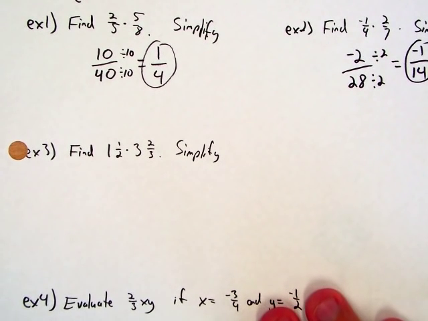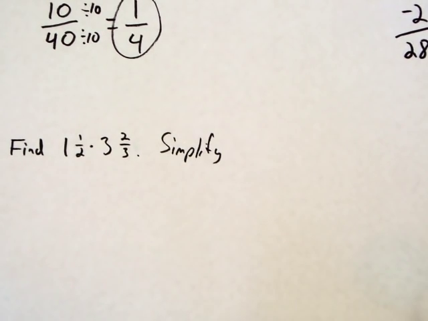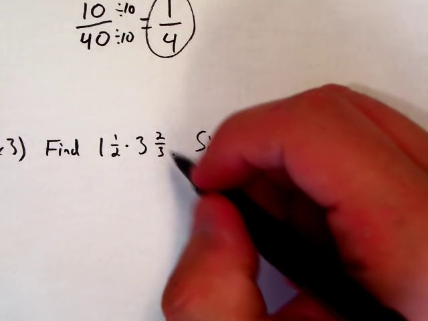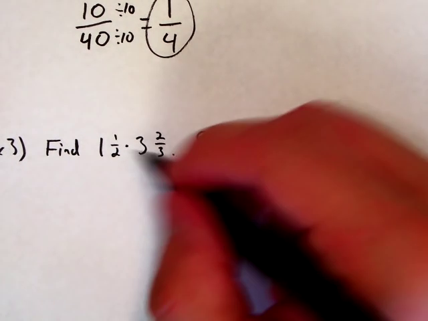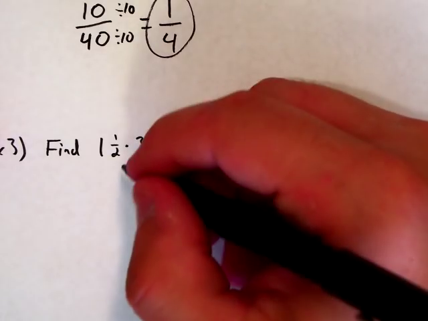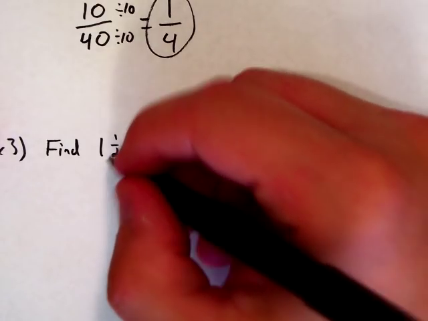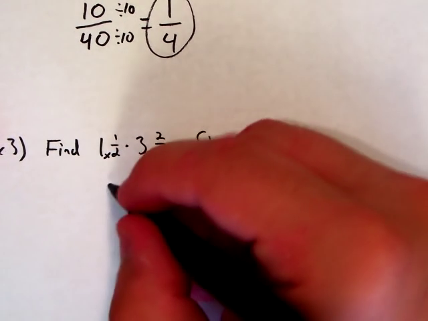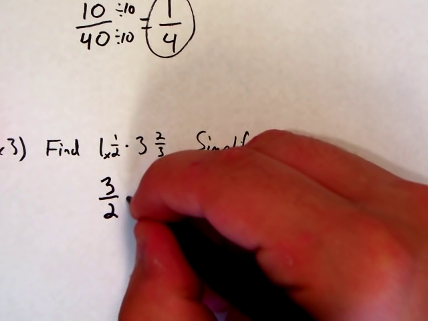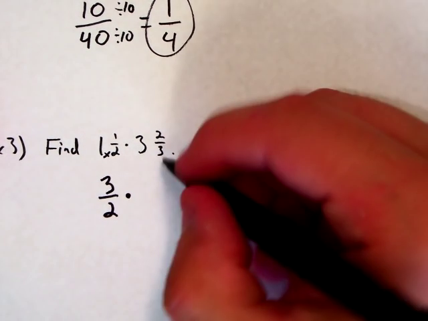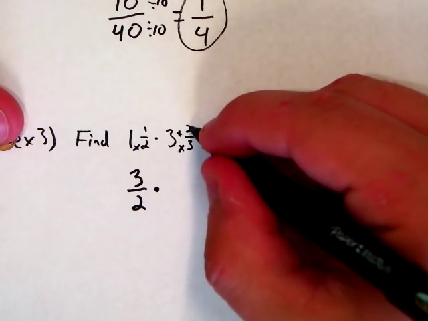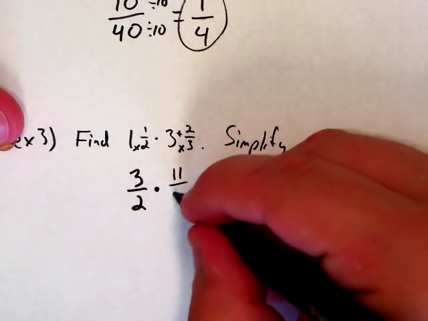Example 3 is a little bit more difficult. It says find 1 1/2 times 3 2/3. So when we have mixed numbers being multiplied together, one process that we can use is converting each one of these mixed numbers to an improper fraction. So we do 2 times 1, which is 2, plus 1, which is 3. So my new fraction is now 3/2. Same thing here. 3 times 3 is 9, plus 2 is 11, so this would be 11/3.